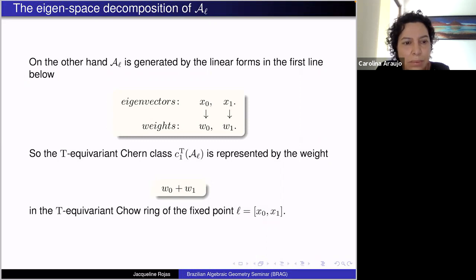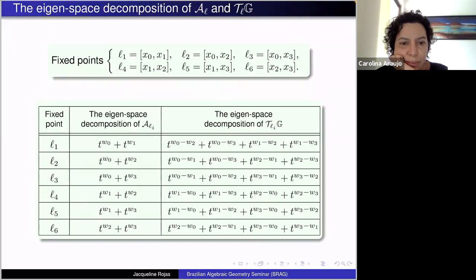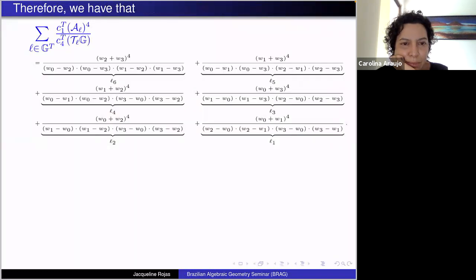Remember that H is the tautological bundle and the fiber of A over L, L is fixed, it is zero, it's one. And these are the eigenvectors and the weights are W0 and W1. So the first Chern class is given by the sum W0 plus W1. Okay, then you go and you take this line of its points, in fact, and to compute the decomposition is on the screen. And then we apply the Bott formula. This one is the sum of these six quotients, fractions, yeah, involving the weights.